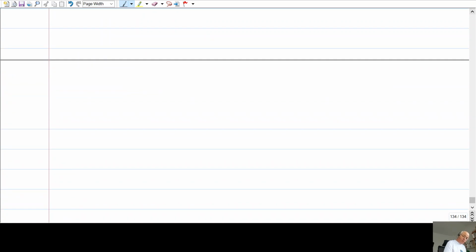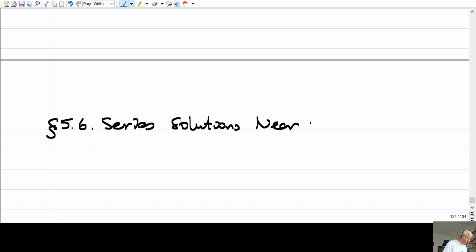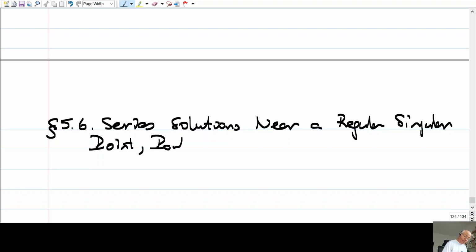Let's continue with the next section, 5.6, series solutions near a regular singular point. Part 1, actually, and part 2 also. So maybe I should make this 5.6 and 7.